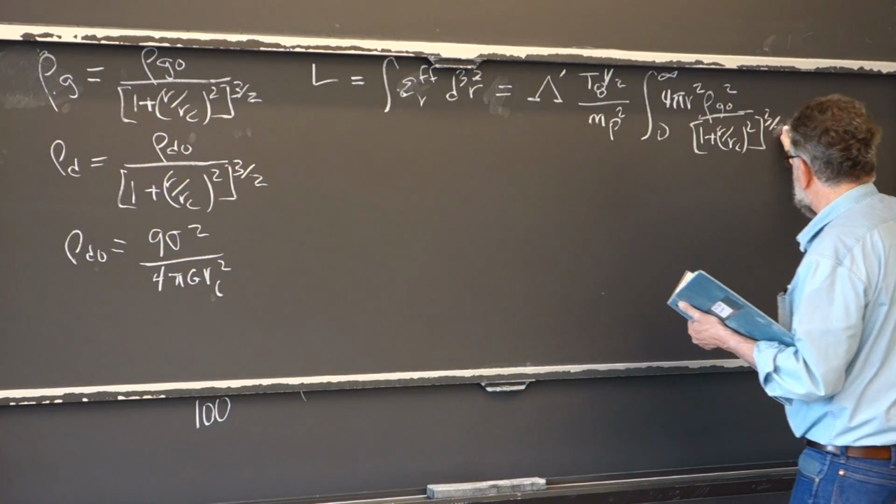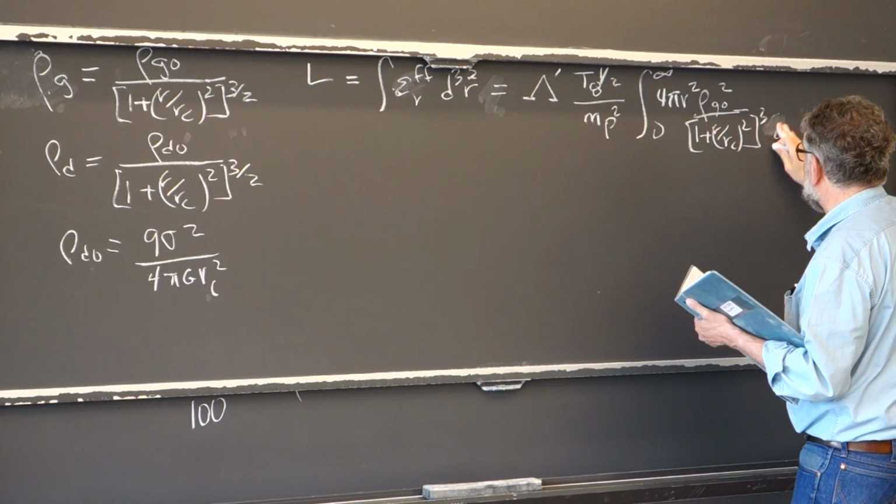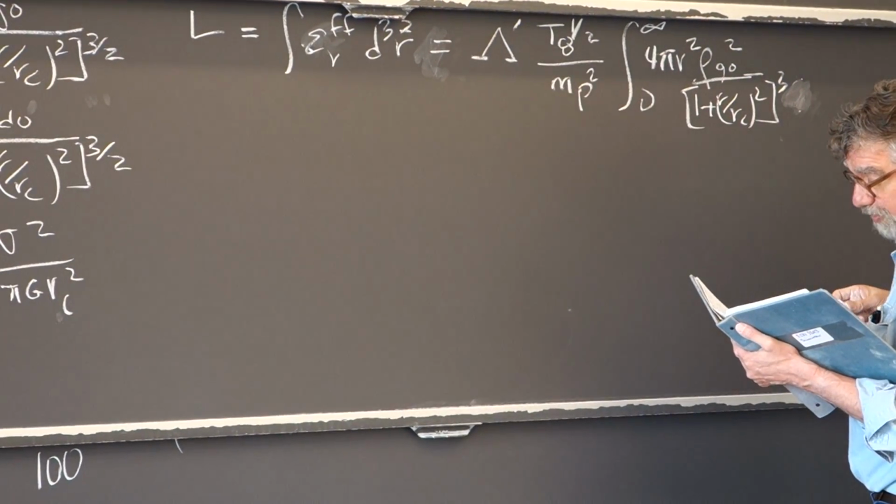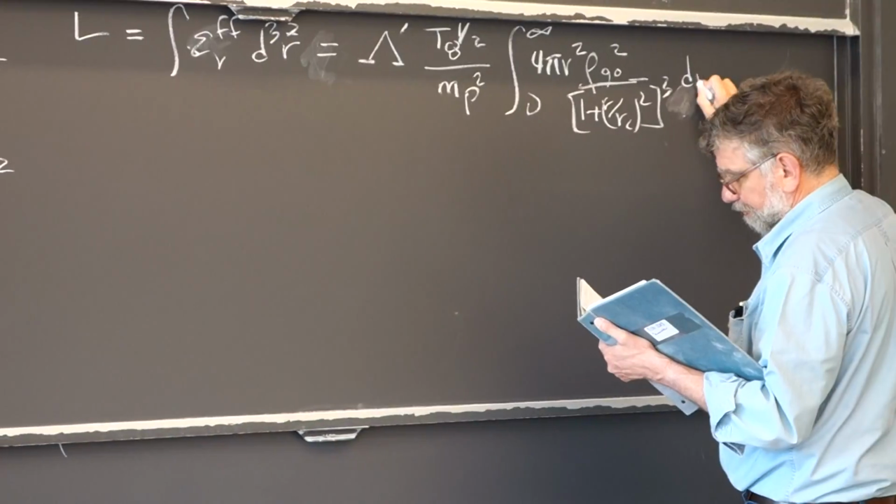All of that to the 3/2. Oh, actually, it's cubed now, not to the 3/2, because we've squared it, because we have a rho squared term here, and there's a dr over here.